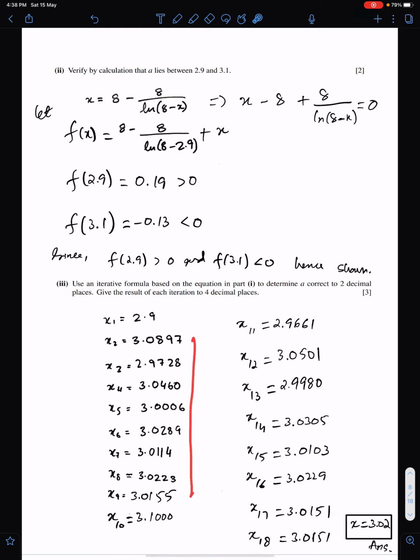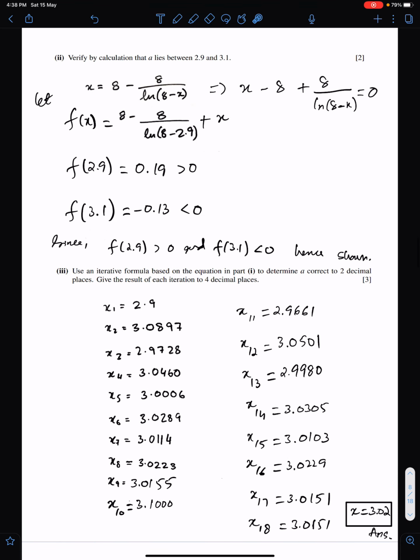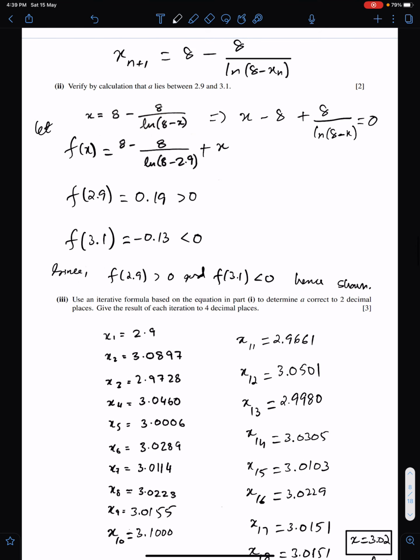You need to repeat the process till you get a repeated number. Here is the repeated number. So the answer is 3.02. You have to give your answer up to 2 decimal places. I'm writing the iterative formula here: x(n+1) = 8 minus 8 upon ln(8 minus xn). This is the required iterative formula for this part.